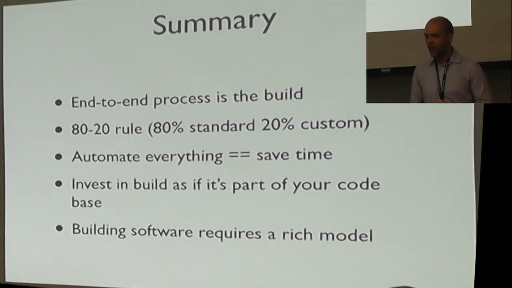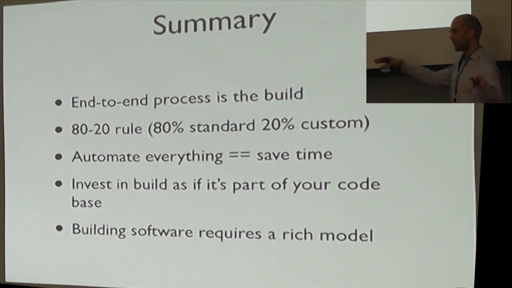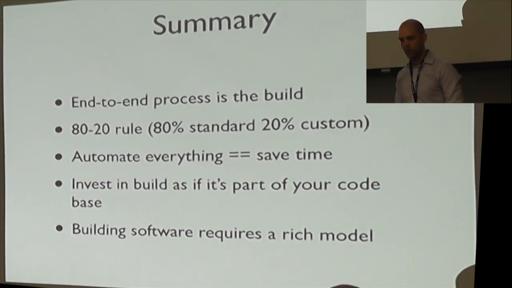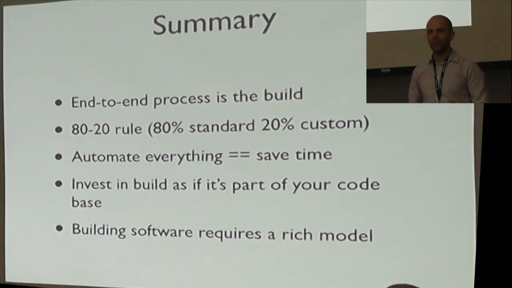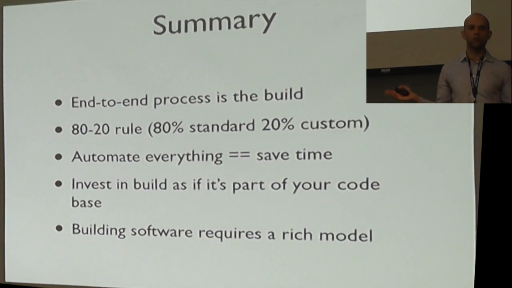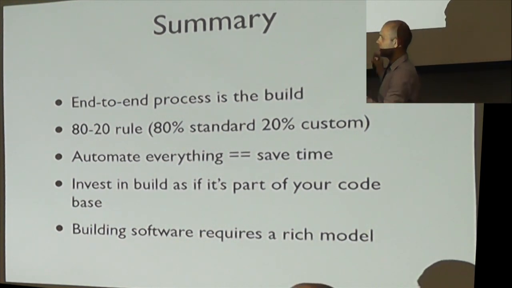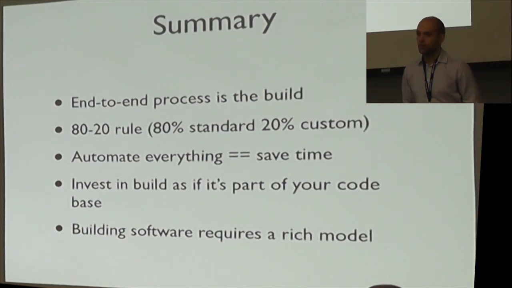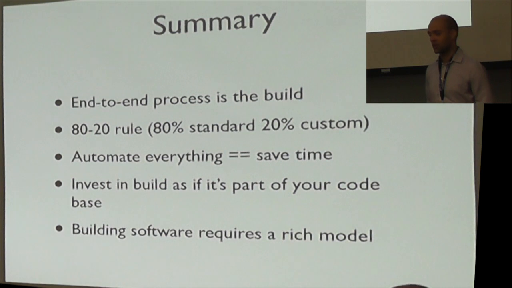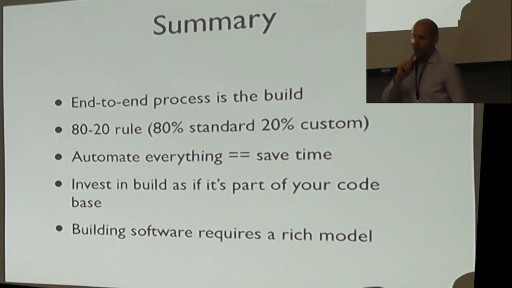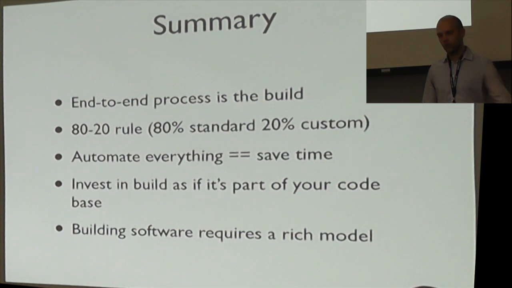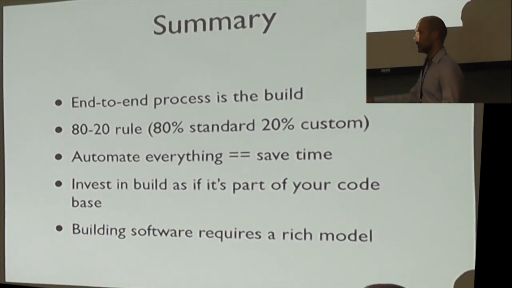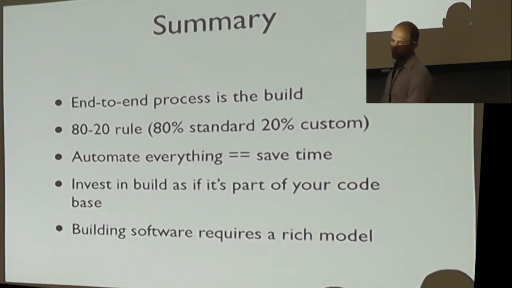Okay, so in summary, a build is an end-to-end process, so maybe going from the source files, from source control, all the way through to deployment. Generally speaking, the 80-20 rule could kind of apply. It depends on the project, but it's often a standard build plus some custom stuff that only applies to your project. And for this 20%, you will spend 80% of your time. Quite possibly, yes, because the Java plugin, which covers the 80%, should just work out of the box. Always make sure that you automate everything, and invest in the build as a part of your project. It's a core part of your project.